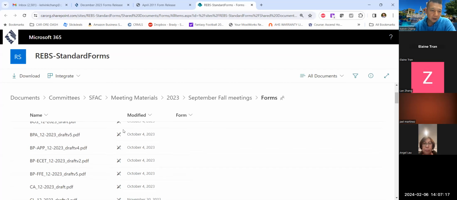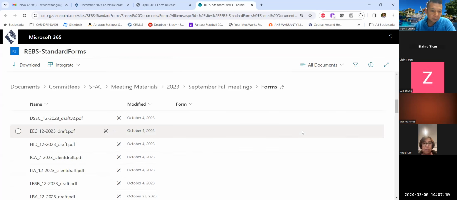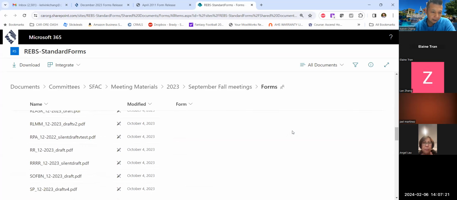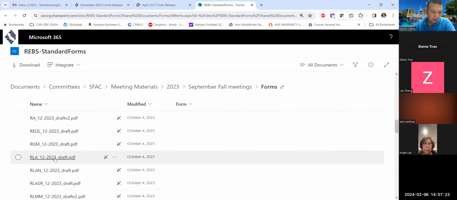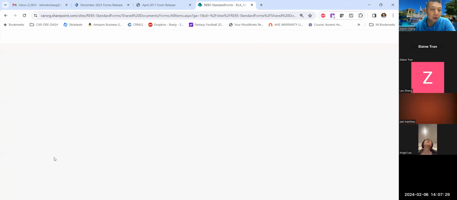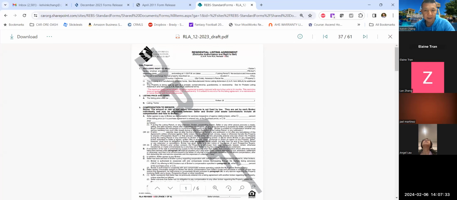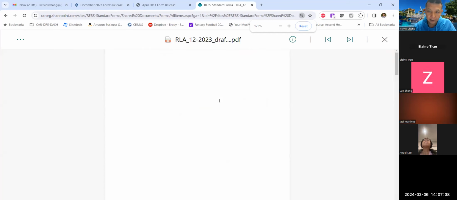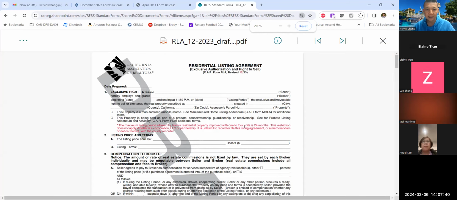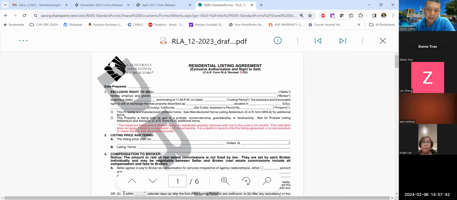As you can see here, I'm just going to give you one example. We'll go to the residential listing agreement. This is updated and modified, and I'll show you the proposed changes that have been ratified by the Standard Forms Committee and CRMLS. I don't know if it popped up on your screens. I'm going to pull it back up again and show you. This is the December residential listing agreement, updated with the December 2023 changes. Do you see the listing contract or no?